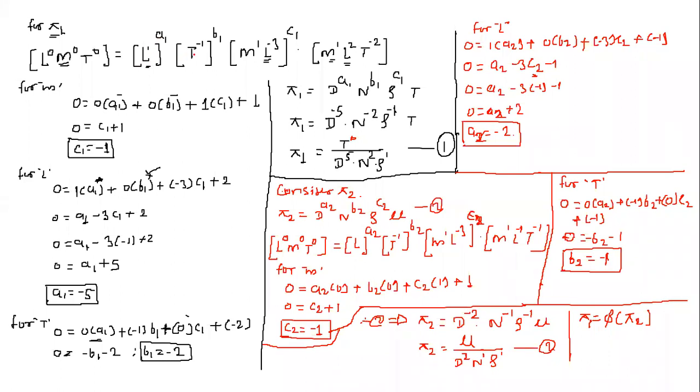Also in b1, no M is involved. So a1 and b1 are multiplied by 0. Then for c1, there was M with power 1, so the multiplying factor is 1 and the constant here is 1. So we got c1 plus 1, so c1 is equal to minus 1. Likewise, we compared the powers for L and T, and calculated a1, b1, c1 as unknowns.